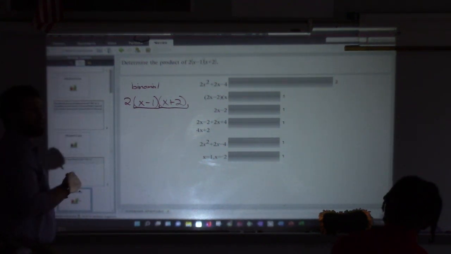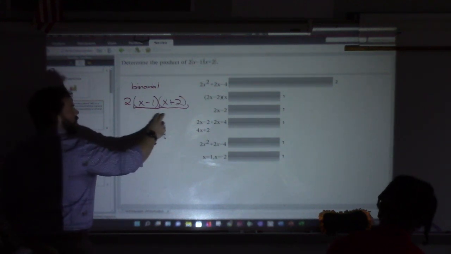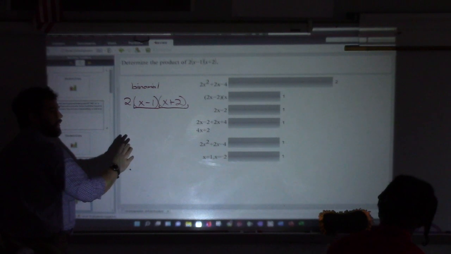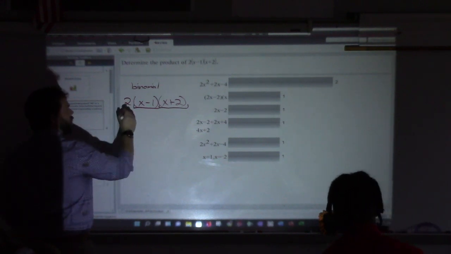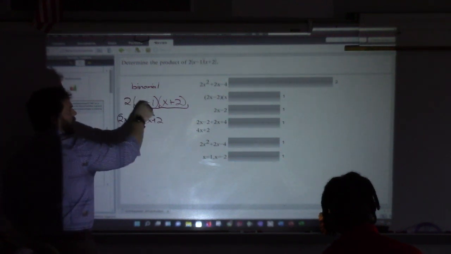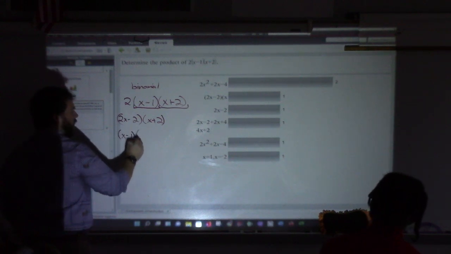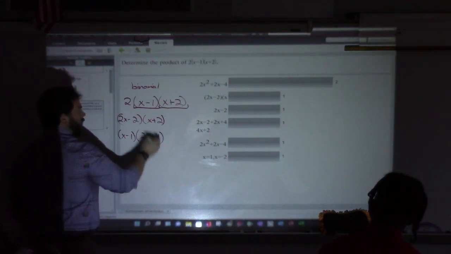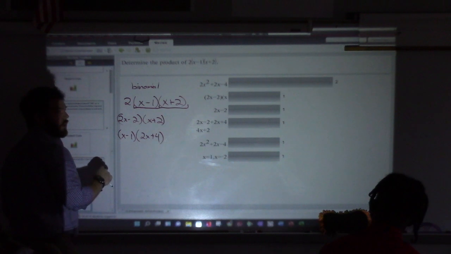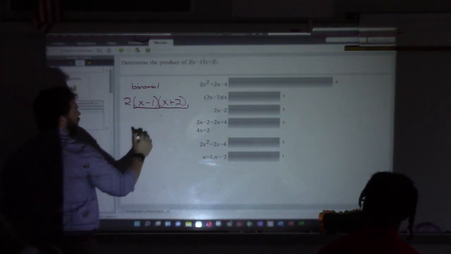Now, could you distribute that 2? Yes. Will it make your life harder? Yes. If you multiply the 2 first, you only multiply the 2 by either the x minus 1 or the x plus 2, not both of them. It's only by one of them. So you could do 2x minus 2 times x plus 2. Notice I distributed it into the x minus 1. You could do x minus 1 times 2x plus 4. Notice I distributed it to the x plus 2. That is not what I would recommend. You can do it, but that's where a lot of students make mistakes.